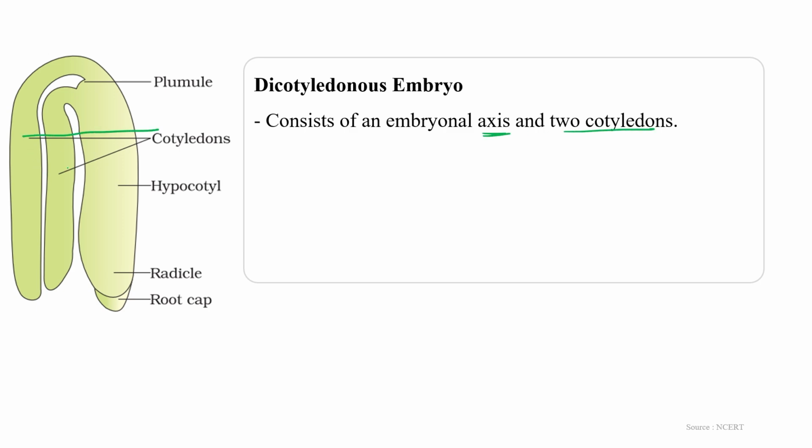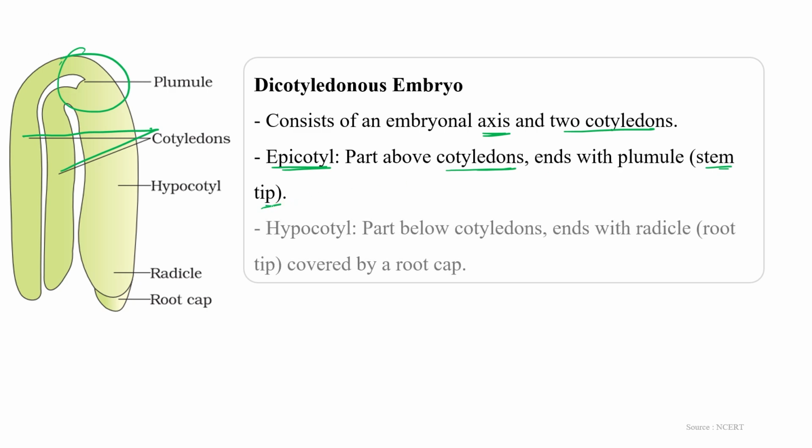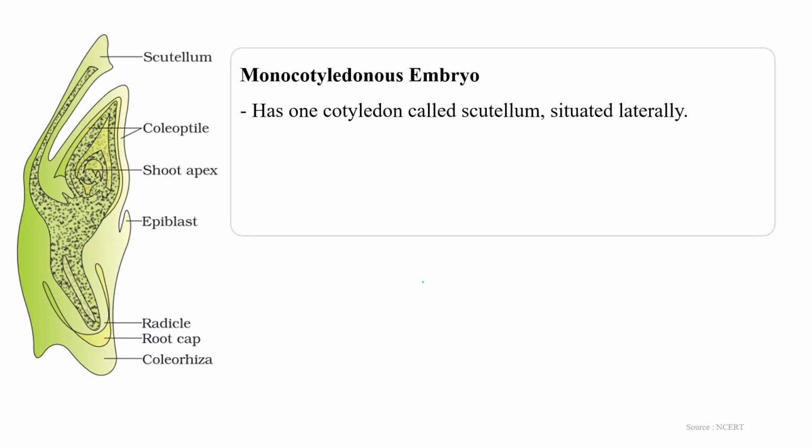These two are cotyledons. Okay, and this is the axis part. So epicotyl, the part above the cotyledons, comes under the epicotyl category. It ends with the plumule, meaning the stem tip. Right? The hypocotyl is the part just below the cotyledons. This comes under the hypocotyl category, which ends with the radicle, which is covered by the root cap. Clear?